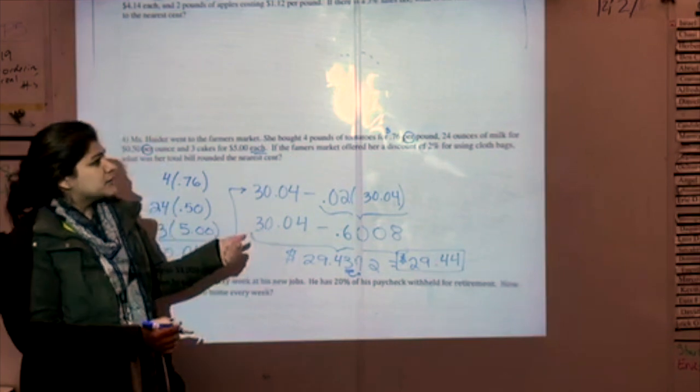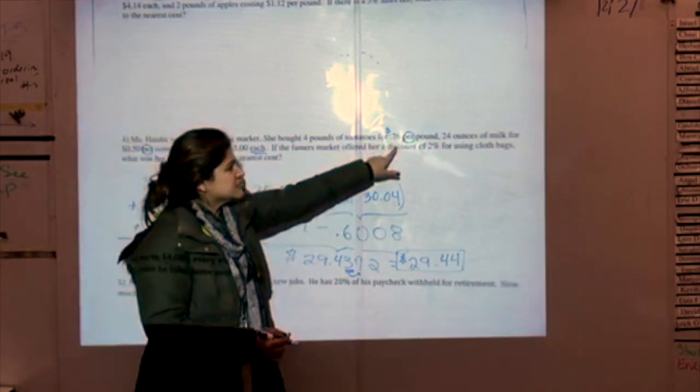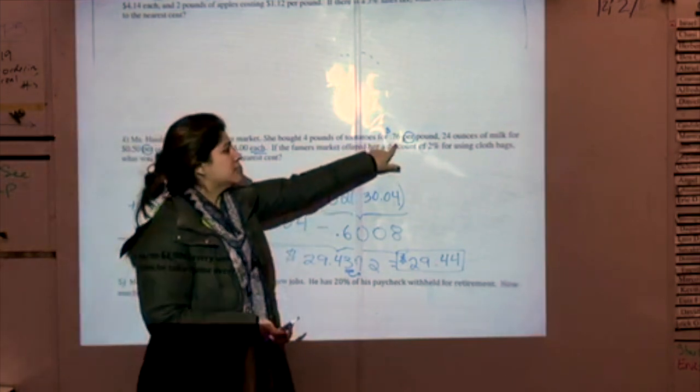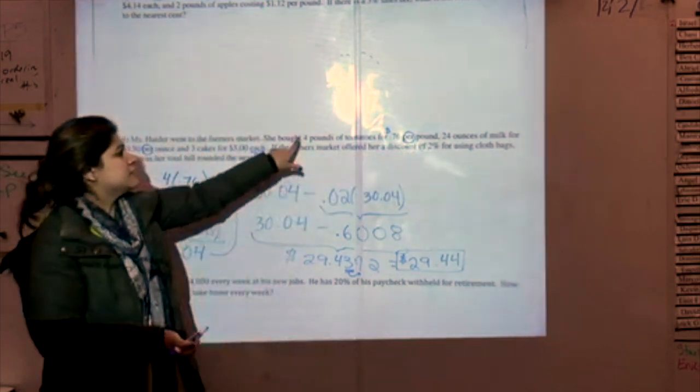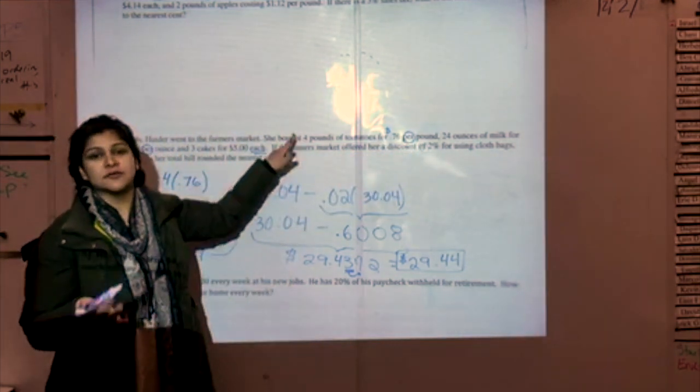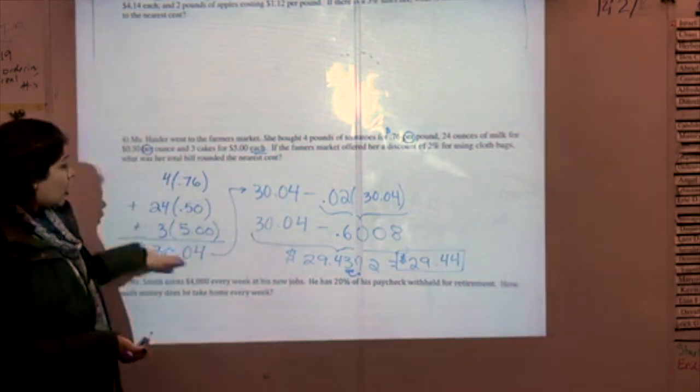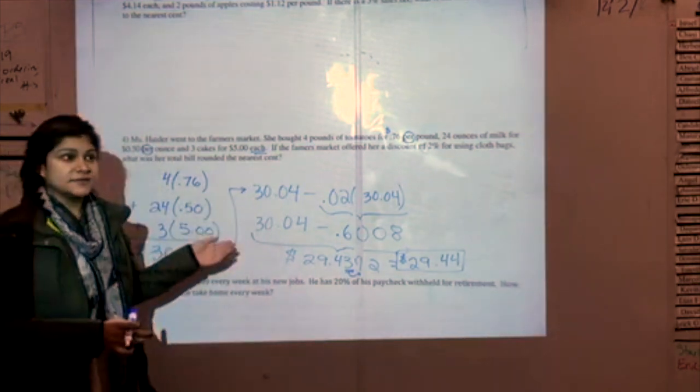So, point of this problem, you have to read carefully. We didn't just buy 76 cents worth of something, right? It's per pound. So we do have to multiply by how many pounds we got, and so forth. Make sure you're showing all of your work for problems like these.